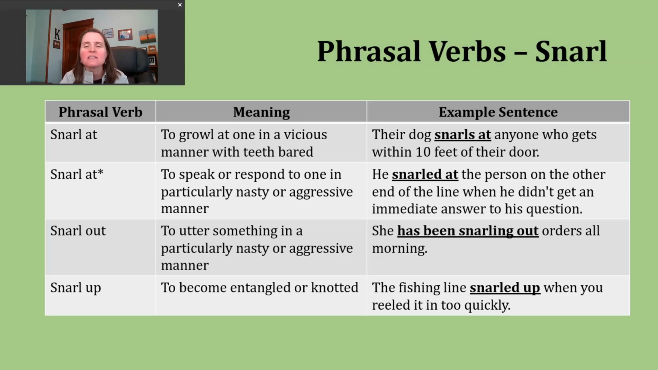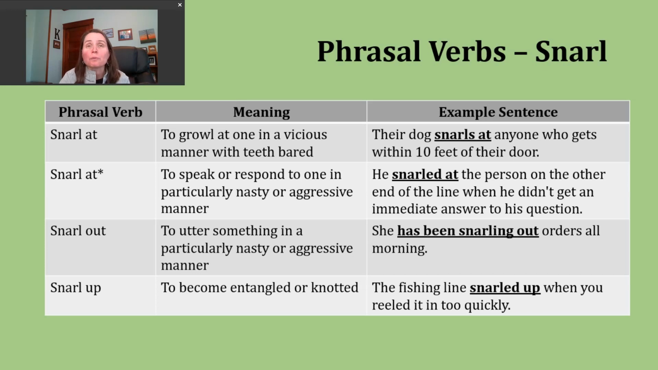So, an example of this. He snarled at the person on the other end of the line when he didn't get an immediate answer to his question. Again, this person's kind of communicating some anger, some negative feelings. Another phrasal verb you might encounter is to snarl out. This would be to utter or say something, again, nasty or aggressive. An example of that in a sentence might be, she has been snarling out orders all morning.